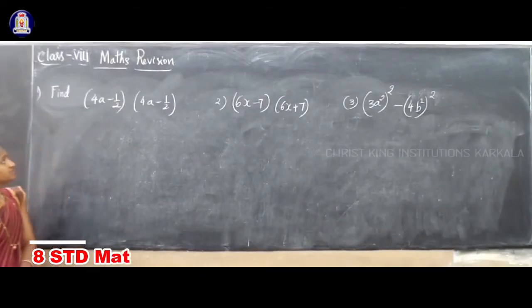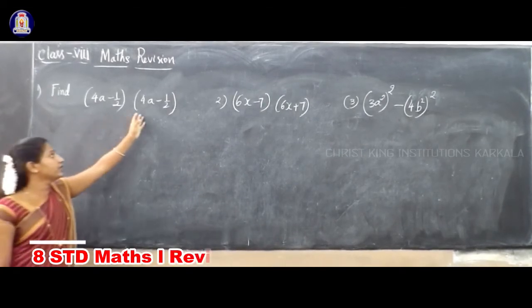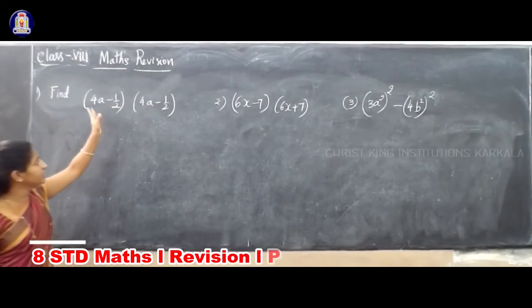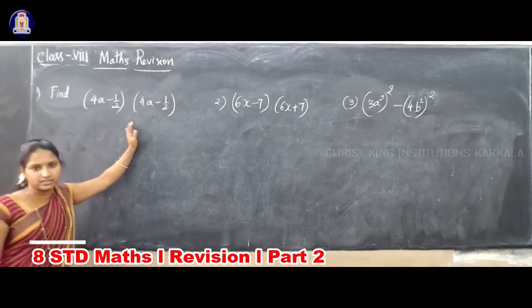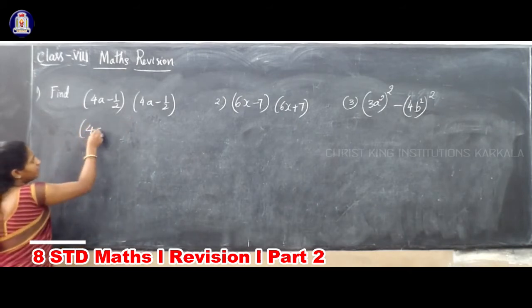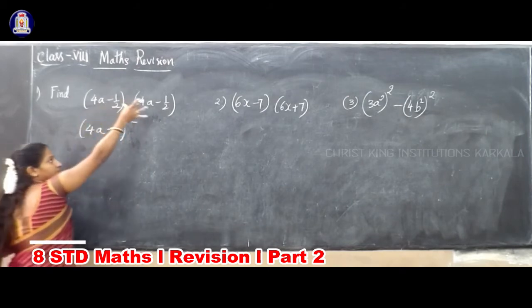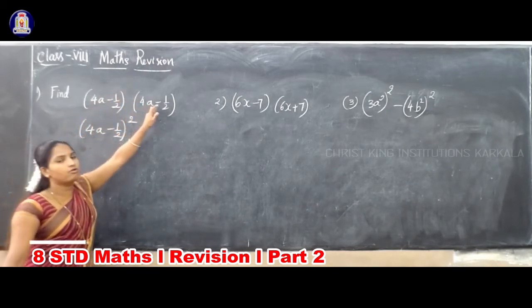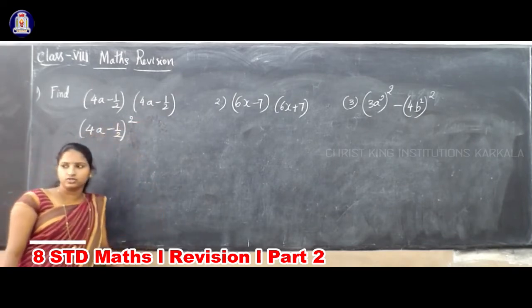Okay, next question. Find (4a minus 1 by 2) into (4a minus 1 by 2). So the question is like this: 4a minus 1 by 2 into 4a minus 1 by 2. The same term is repeated, isn't it? 2 times it is written. So what do we have to do? We can write this as (4a minus 1 by 2) the whole square, because this is one term and this is the second term, but both terms are the same, isn't it? 4a minus half, 4a minus half. So this we can write in this form, (4a minus 1 by 2) the whole square.